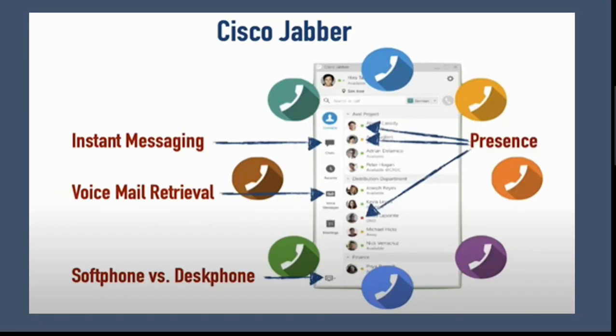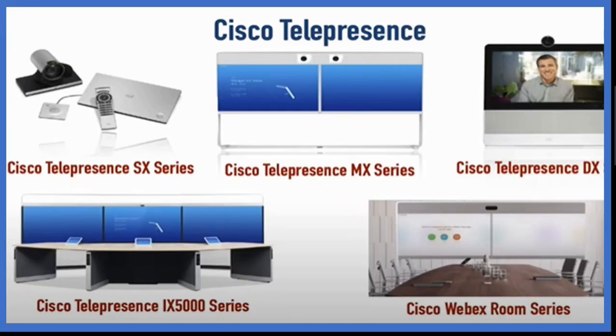Then some of the clients, like Cisco Jabber, provide instant messaging and voicemail retrieval. It gives you soft phone as well as desk phone options. It provides presence features. Then there are some Cisco telepresence endpoints, like the Cisco telepresence SX series and MX series, which are already out of sale and end of support. Then we have telepresence DX.